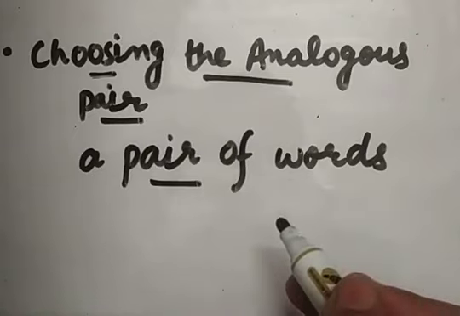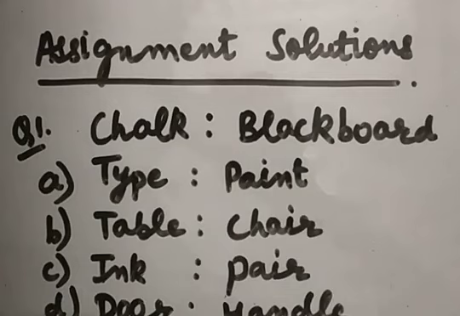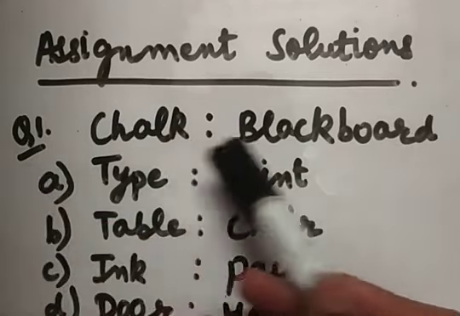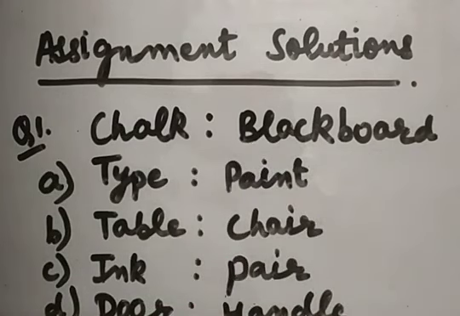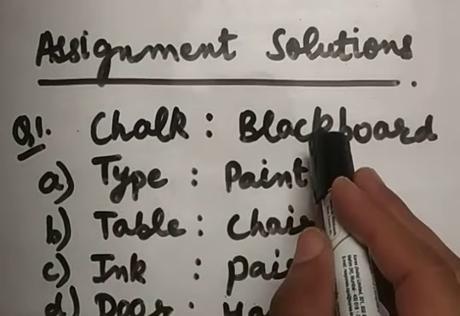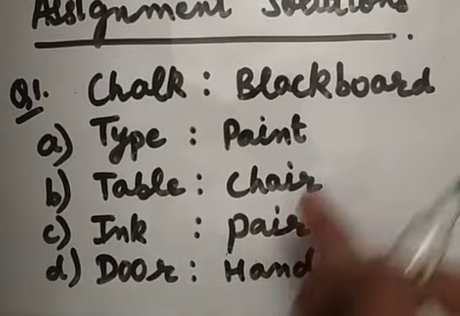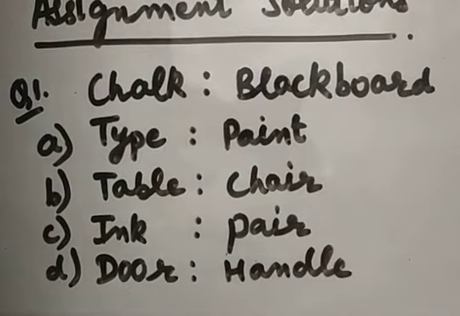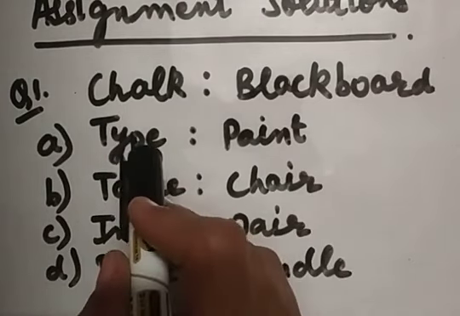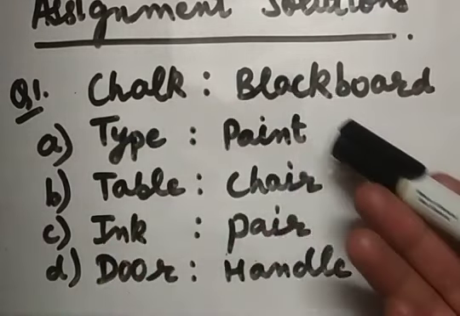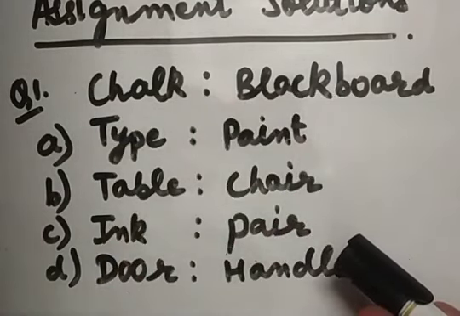So I'm going to discuss now the assignment solutions. So this is question number 1 of the assignment, chalk, blackboard. And as I told you that first of all, a pair of words is given to us, followed by 4 pairs of words as alternatives. These are the 4 alternatives given to us. We need to find out first the relationship between the given pair of words and then the best alternative among all these 4 options.